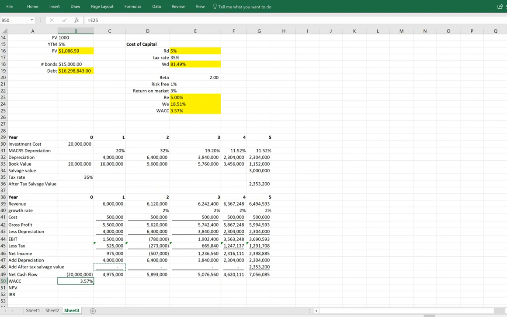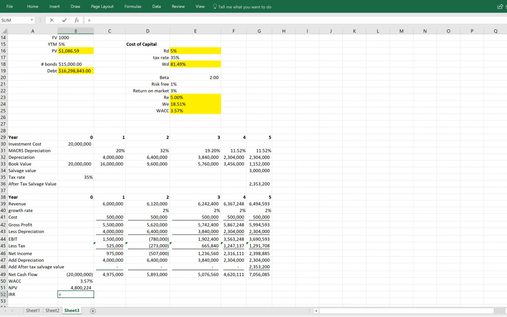The weighted average cost of capital, we already calculated it. We're going to use it to get the NPV. So the NPV equals the year 0 cash flow plus the NPV function, with the rate at 3.57% and the cash flow values. That's 4.8 million. The NPV of the project is greater than 0, which means the project is good.